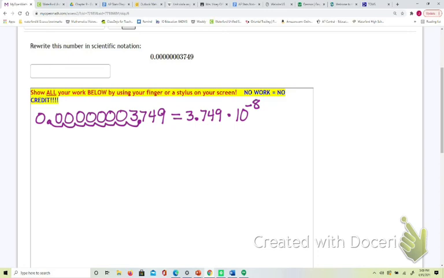Why is it negative? Because remember, this is a small number. When the number is small, the exponent's going to be negative. Now we go type it into the answer box. 3.749. Okay, when you go to do times, you have to do shift 8. Times 10 to the negative 8. Make sure you have all the work in the work area before you submit.